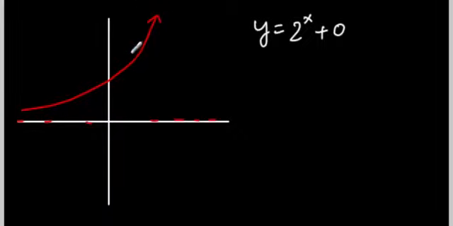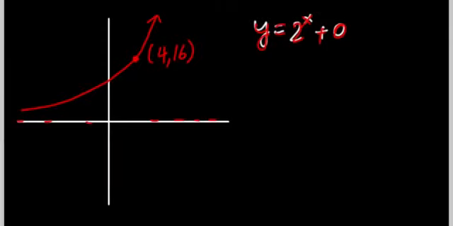Let's say, for example, I take a point on this function. This is the function y equals 2 to the power of x plus 0. Say I take a point right here, which is, 2 to the power of 4 is 16. So that's the point over there. Now let's say I want to find what its inverse is.